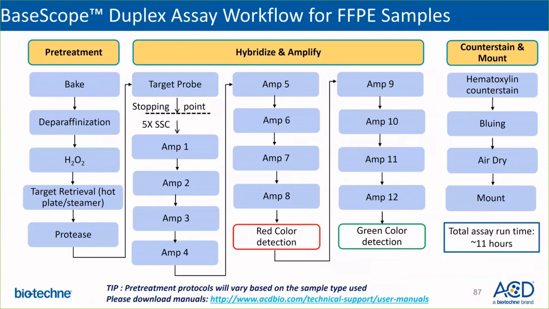This is a protocol overview of the Duplex chromogenic assay using FFPE samples. The workflow is similar to the Singleplex BaseScope with a few additional amplification steps. This assay can usually take about 11 hours and can be divided into 2 days.